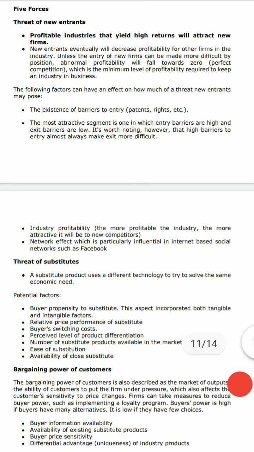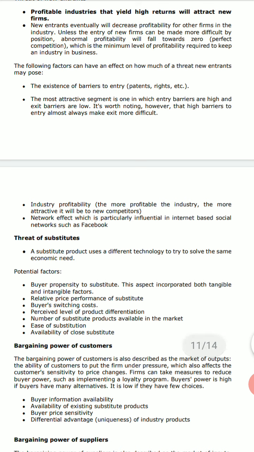If we try to study this, then we can see that when profitable industries yield high returns, it will be attractive to new firms among the rest of the competitors, right? If the industry or the firm is earning high profits, then the rest of the firms will start thinking that the returns are there and we can enter there. So the possibility of new entrants is always there in profitable firms, right? New entrants eventually will decrease profitability for the other firms in the industry because of the entry, right?